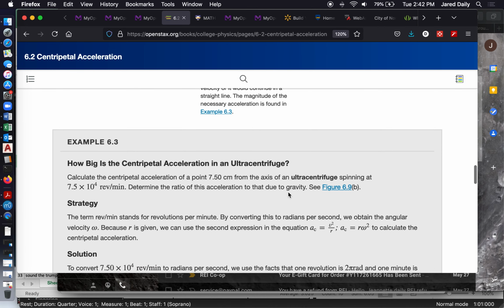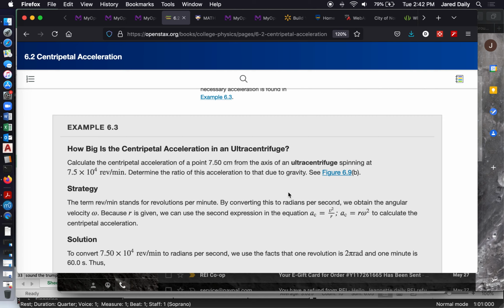But the point is that the centripetal acceleration of this can be calculated. It has a radius of 7.5 centimeters, so that'll be 0.075 meters. And the ultracentrifuge is spinning at 7.5 times 10 to the 4 revolutions per minute. Now, we haven't used revolutions per minute here yet. Revolutions per minute is often shortened to RPM, but a revolution per minute means that it goes around once every minute. And in this case, it's 7.5 times 10 to the 4 times every minute. That's a lot of revolutions per minute.